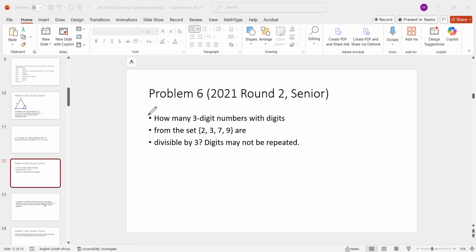Now, divisibility by 3 means that the sum of the digits is a multiple of 3. So what we've got here is, if you take all the digits, 2 plus 3 plus 7 plus 9, add everything, you get 21. That's already a multiple of 3. So you want to remove one of these digits and you want it still to be a multiple of 3. Now this is already a multiple of 3, so the only way you can do this is you can remove 3, and you get 2, 7, 9.